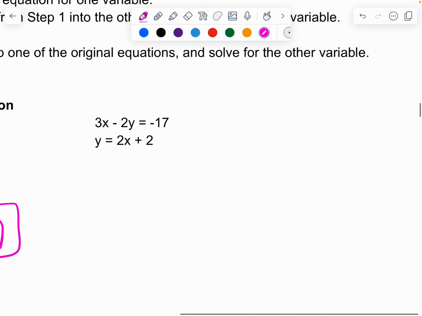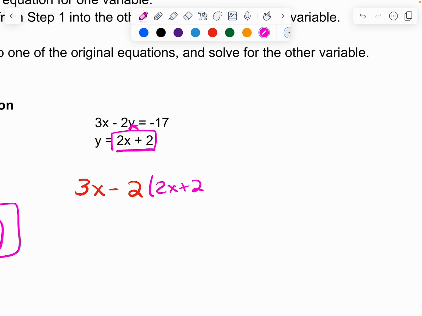Okay, so next one. It's already solved for y. So I'm going to take what this equals right here and plug it in for the y value. So I have 3x minus 2. I'm going to replace my y with 2x plus 2. The absolute only thing I changed on that was replacing the y with what y equals. I didn't do anything else with that.